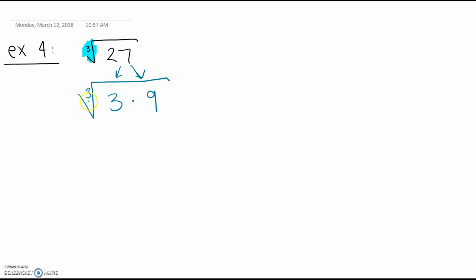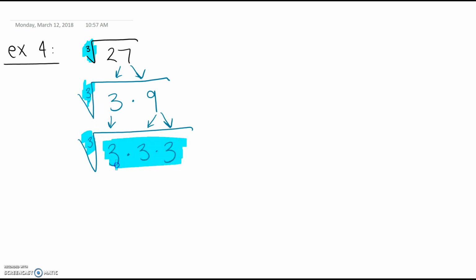And then we don't have 3 of the same thing being multiplied together, so we keep factoring. Bring down your 3, and then factor your 9, which is the same as 3 times 3. Now, our index is 3. We're looking for 3 of the same number, and we have that. So we can put a 3 on the outside, and then there's nothing left over, so we just leave it. So the cubed root of 27 is 3.